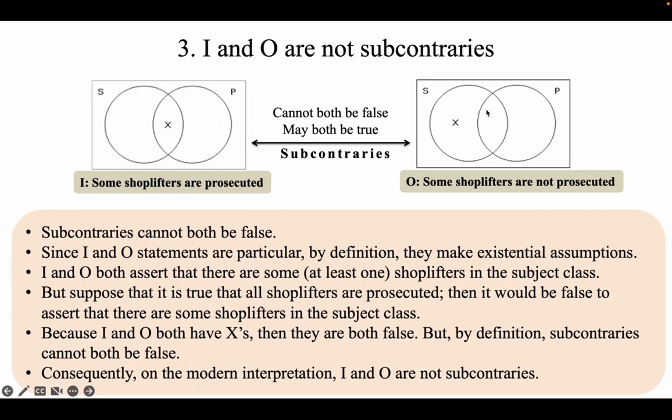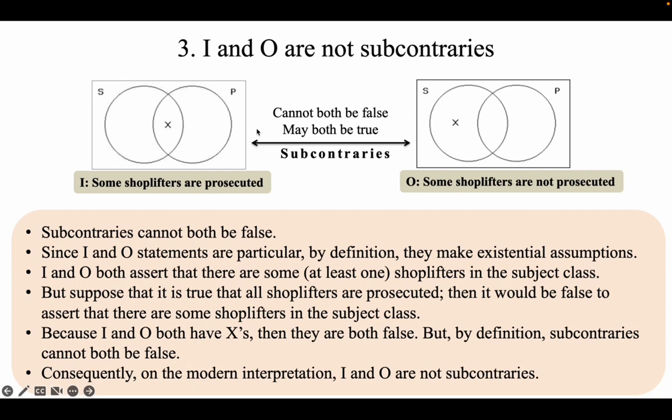And for the same reason that I is false, O is also false, because it says, guess what? In the subject class of shoplifters, there is at least one shoplifter. But if it's true that all shoplifters are prosecuted, right here there should be nothing at all. Consequently, if it's true that all shoplifters are prosecuted, some shoplifters are not prosecuted is going to be false.